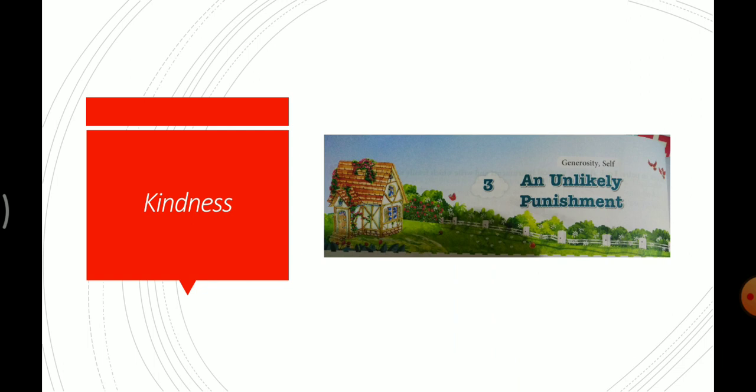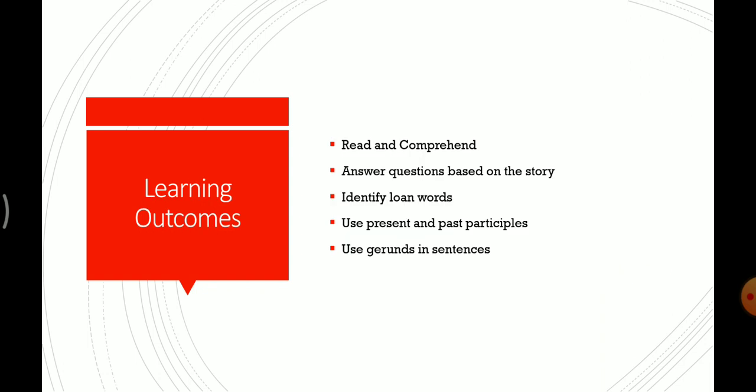Today's story is An Unlikely Punishment, which is about kindness. After reading the story, you will be able to read and comprehend, and answer questions based on the story. Then comes the vocabulary and the grammar part, where you will be able to identify loan words, use present and past participles, and use gerunds in sentences.